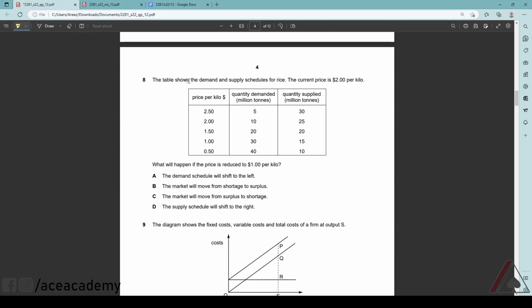Number 8. The table shows the demand and supply schedules for rice. The current price is at $2 per kilo. All right, so $2 per kilo. Let's highlight this as we go. This is the current price. Okay, what will happen if the price is reduced to $1?